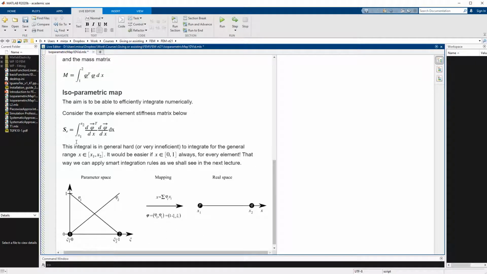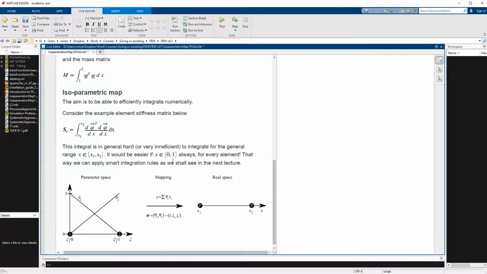So this integral here is in general hard, or at least very inefficient to integrate for this general range where x is in any points x1 and x2. So it would be easier if x was always in the range of 0 to 1, always and for every element. That way we can apply smart integration rules, as we shall see in the next lecture.